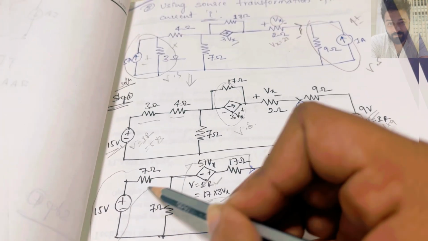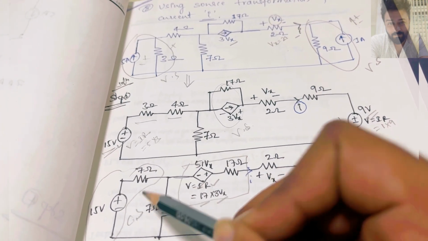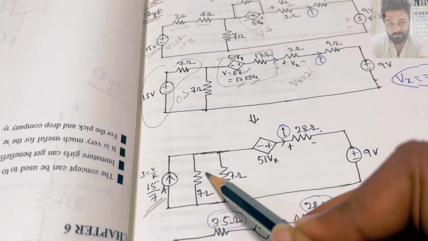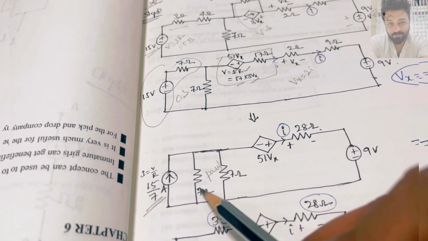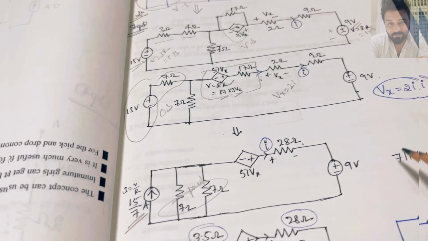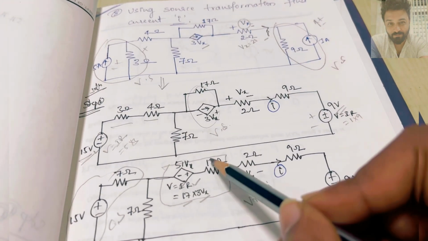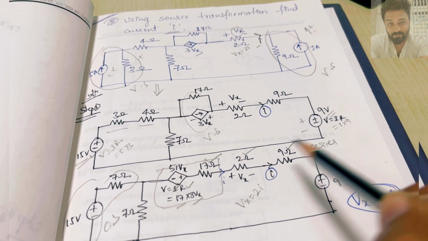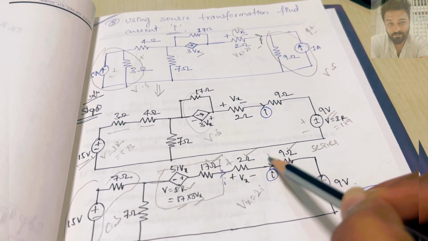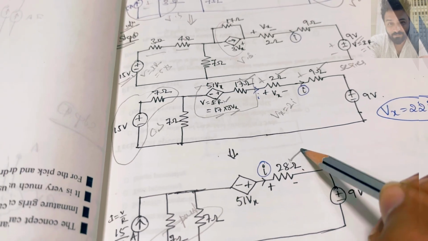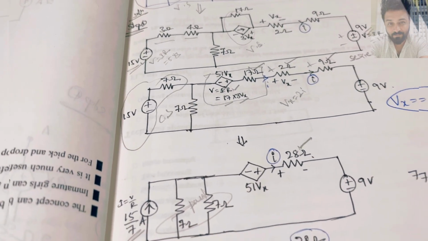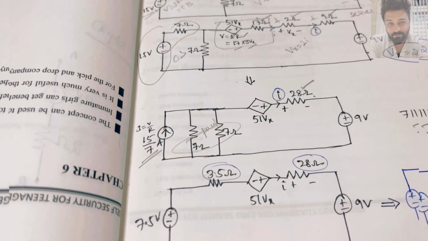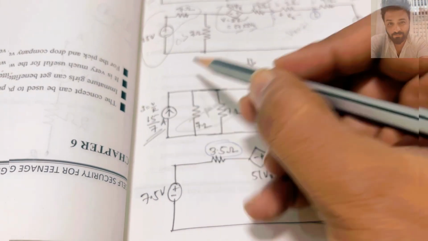Now you convert this voltage source into a current source, so you get I equals V by R, 15 by 7 amperes. Then the 7 ohm and 7 ohm are in parallel. By reducing this equivalent circuit, you get 3.5 ohm. Similarly, 17, 2 and 9 are in series, so you get one more equivalent resistor, that is 28 ohm.